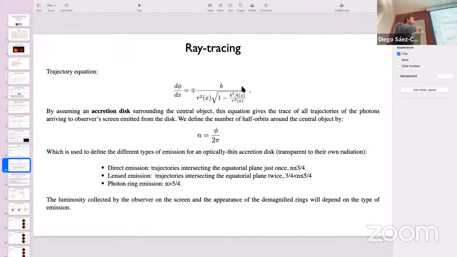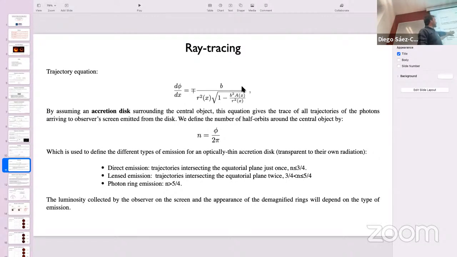So basically, what we are going to compute is how deflected the photons that we detect in our screen were when passing through the compact object, just in terms of the impact parameter that they may have. So in order to classify the deflections of the photons around the compact object, we define this number that is called the number of half orbits around the central object, that is basically telling you how many half orbits the photon has gone around the compact object before reaching infinity or before reaching our detectors.